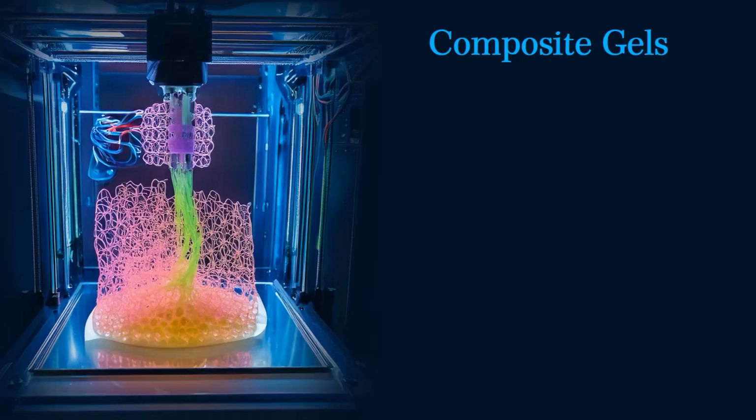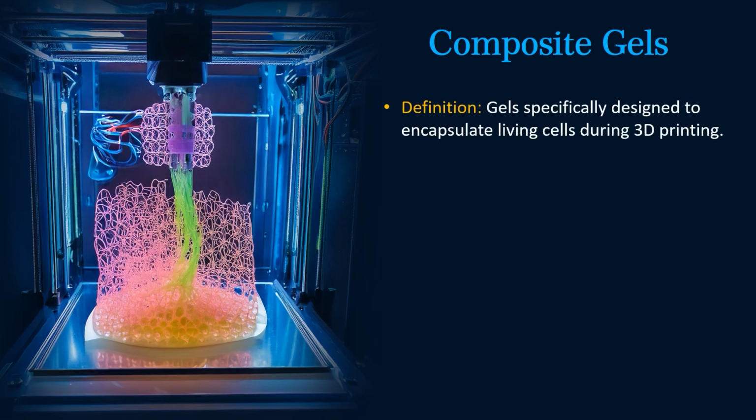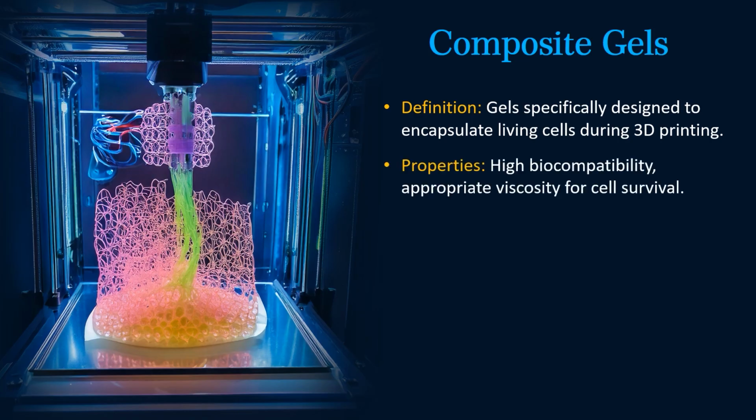Then there is another category which we call the bioink gels. These are normally designed to encapsulate living cells during 3D printing. They have high biocompatibility and appropriate viscosity for cell survival. The typical application is in bioprinting of tissues and organs.